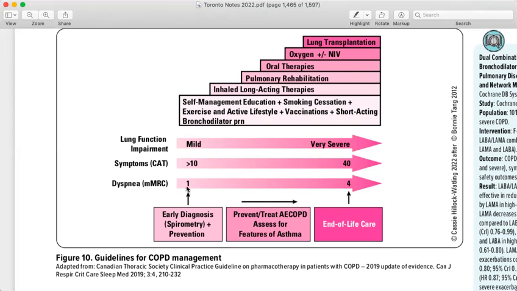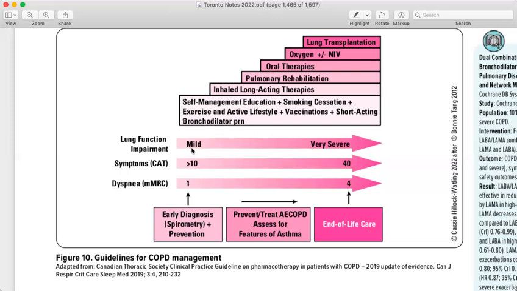So dyspnea, if it's in the very initial stage, you are going to start with early diagnosis and prevention. And along with the symptoms, as we already discussed the symptoms, if there are more than 10 symptoms present, or if you can rate them more than 10, then you are going to start with the early diagnosis. And if this is up to 40, then end of life care will be started. Like you are going to start discussing what you need to do at this point, maybe exercise, or maybe all those physical activities which can lead toward death can be prevented.